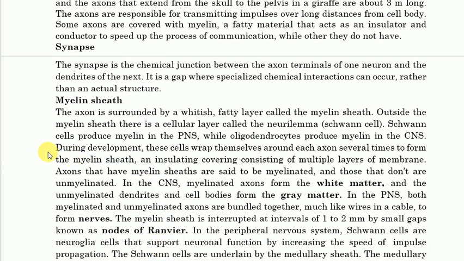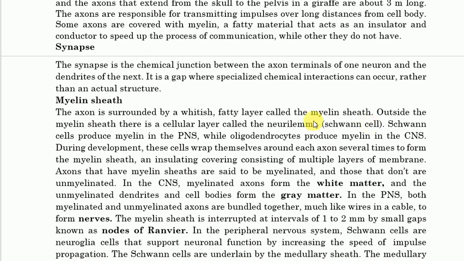Kidogo tuangalie kuhusu myelin sheath. Myelin sheath, the axon is surrounded by whitish fat layer called the myelin sheath. Outside the myelin sheath there is a cellular layer called neurilemma au inaitwa G1 cell. Hii G1 cell hizi ni moja kati ya cell ambazo ni neuroglia tulizosoma kule mwanzoni, glial cells. One among the types of glial cell ni G1 cell ambayo iko kwenye peripheral nervous system.